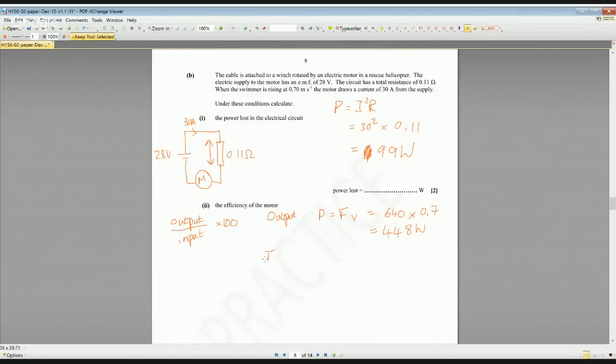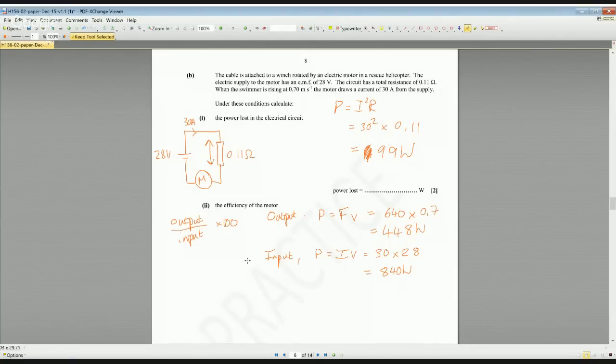The input power to the whole circuit can be calculated using P equals IV. We know that I is 30 amps and V is 28 volts. That gives us a value of 840 watts. Now, a common mistake to make here would be to go, right, we've got input, we've got output, let's work out the efficiency. That's not quite true. That would give you the efficiency of the whole circuit. We're only interested in the efficiency of the motor, so we need to discount the power that's being lost, 9 watts we worked out earlier.